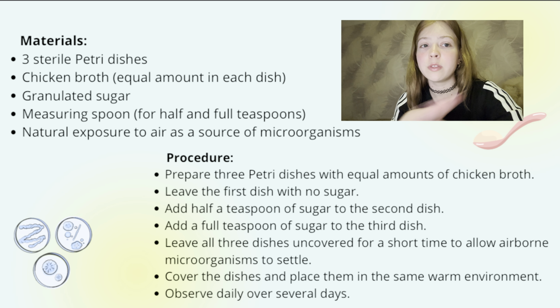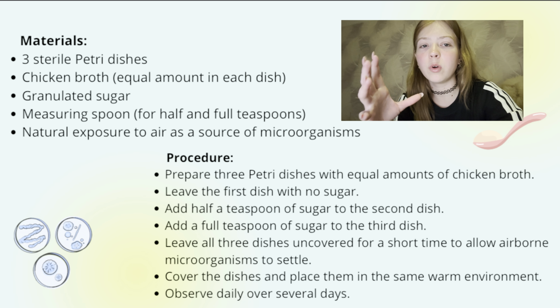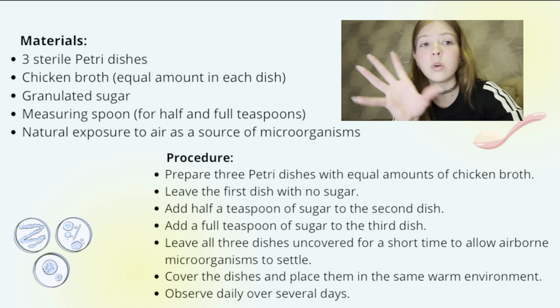Leave the first dish with no sugar. Add half a teaspoon of sugar to the second dish and add a full teaspoon of sugar to the third dish. Leave all 3 dishes uncovered for a short time to allow airborne microorganisms to settle. Cover the dishes and place them in the same warm environment. In the end, observe daily over several days or weeks.